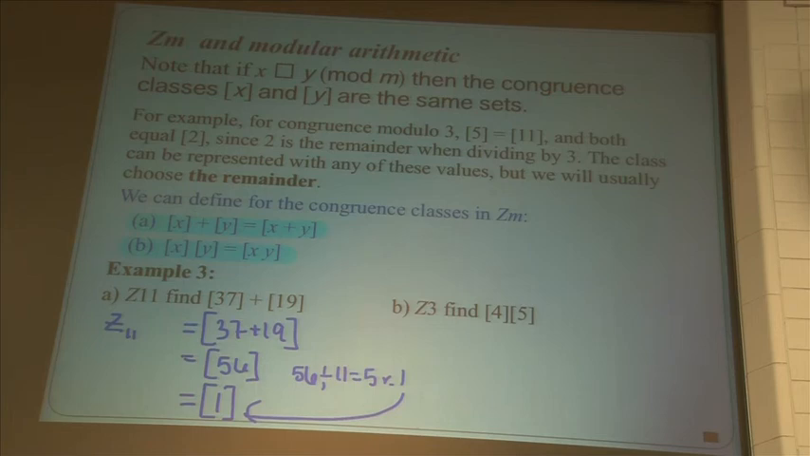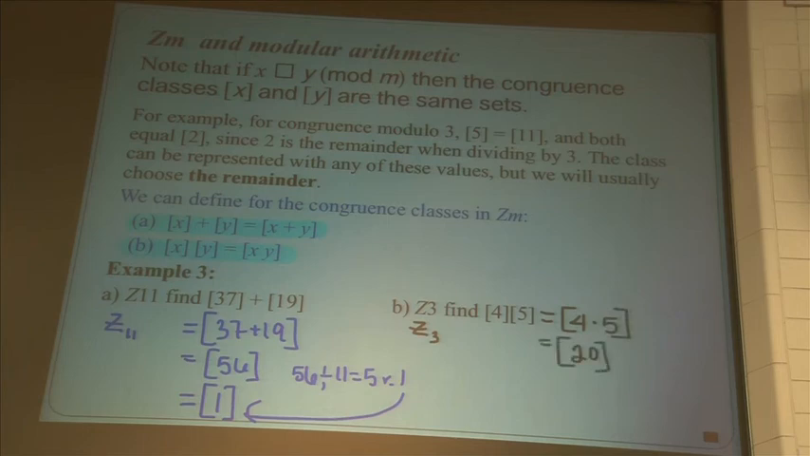Same thing works for part B. So we're looking at modular 3. That 3 is supposed to be a subscript. Find congruence class 4 times congruence class 5. Follow your formula up top, put them together. So this becomes 4 times 5. So we're looking at the congruence class of 20.